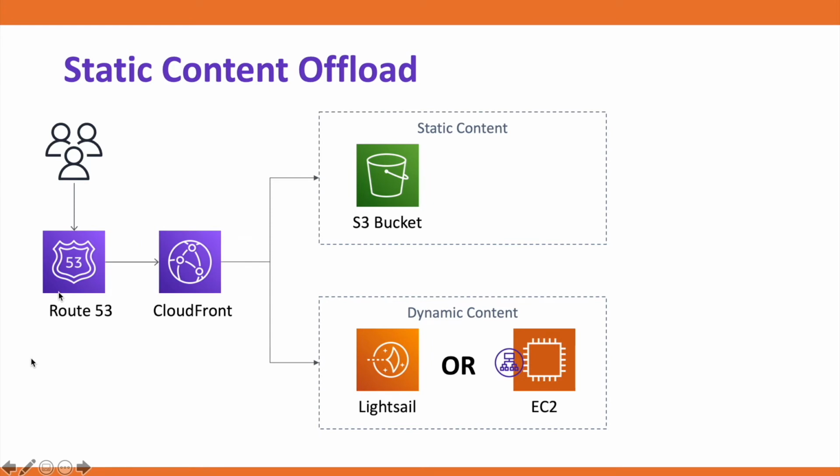To further improve the performance, CloudFront can be configured in front of S3 to distribute the content and also cache it at edge locations. And our dynamic content can come directly from our instance or Lightsail. We could also use a CloudFront distribution with the WordPress website as an origin.